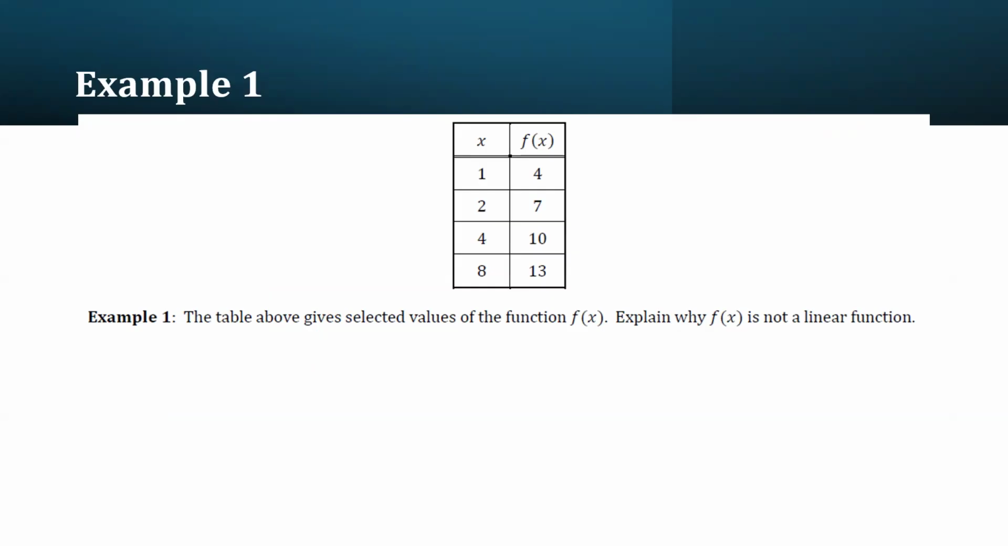All right. So, to continue with our review: the table above gives selected values of the function f of x. Explain why f of x is not linear. So to prove that this isn't linear, we're going to discuss how it changes over the intervals. You're going to find the slope from one point to the next. When you're calculating that, remember you're saying, how did I get from here to here? That's your change. So these represent the change in your y, and these represent the change in your x, correct?